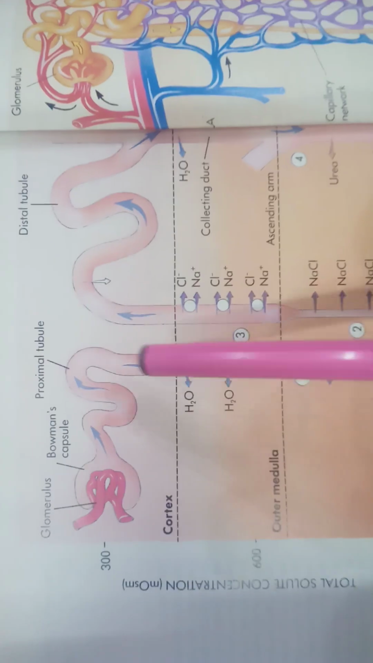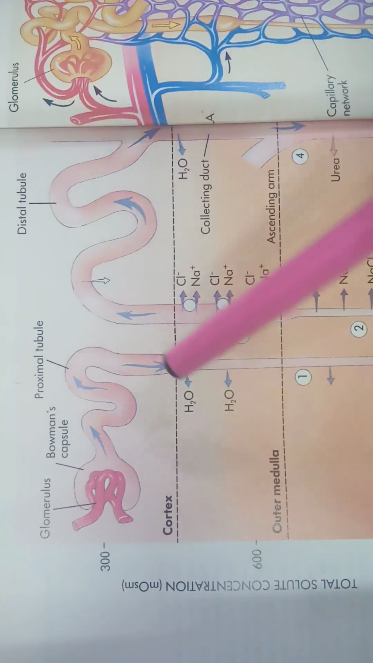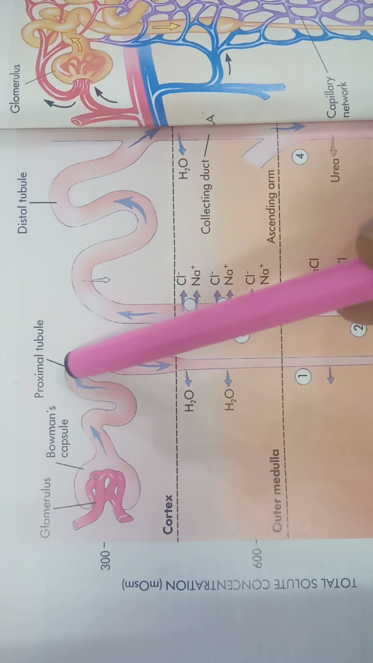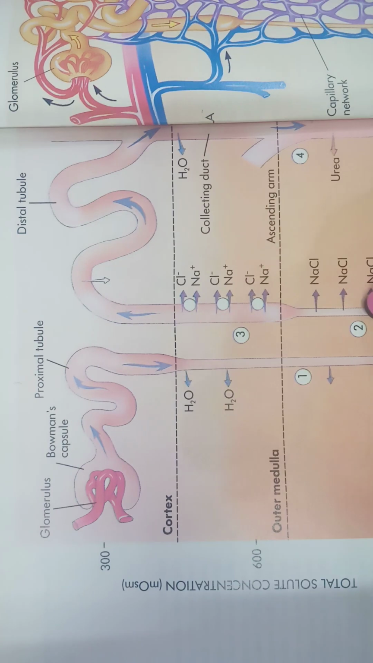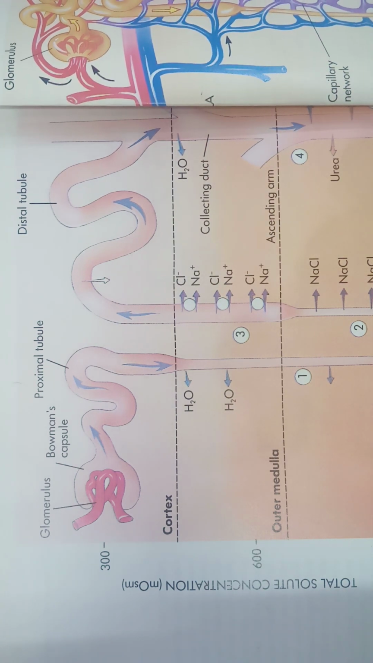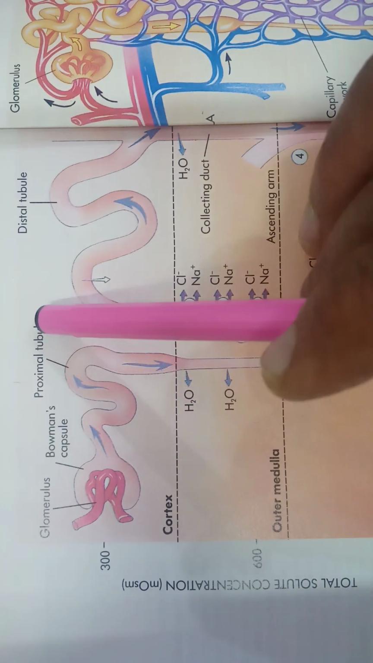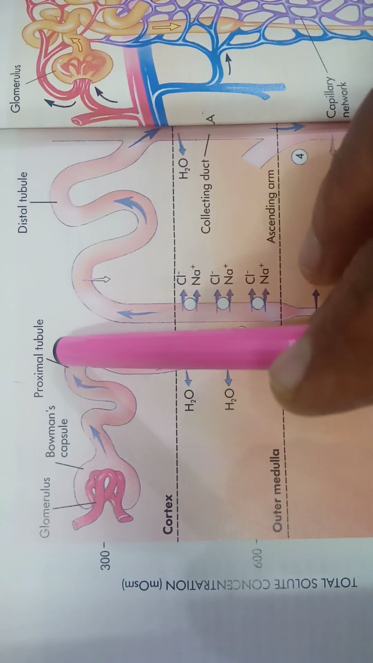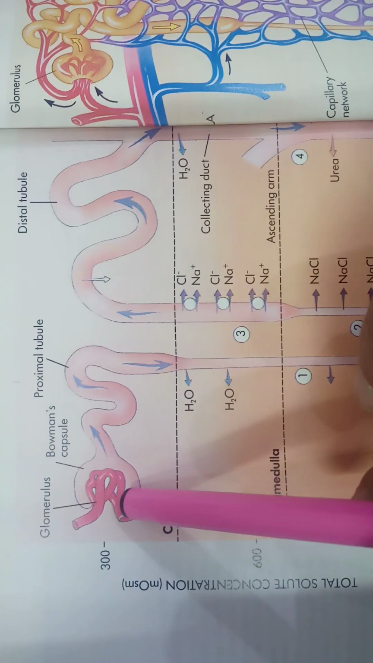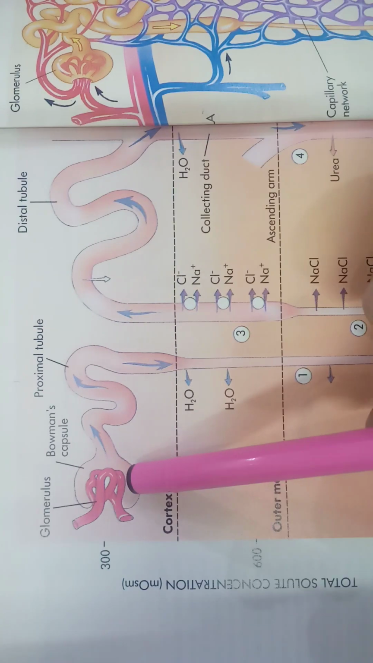The other part is the convoluted tubule. The convoluted tubule consists of four parts: the proximal tubule, the loop of Henle, the distal convoluted tubule, and the urine collecting duct. The proximal convoluted tubule is closer to the Bowman's capsule, while the distal convoluted tubule is far away from the Bowman's capsule.